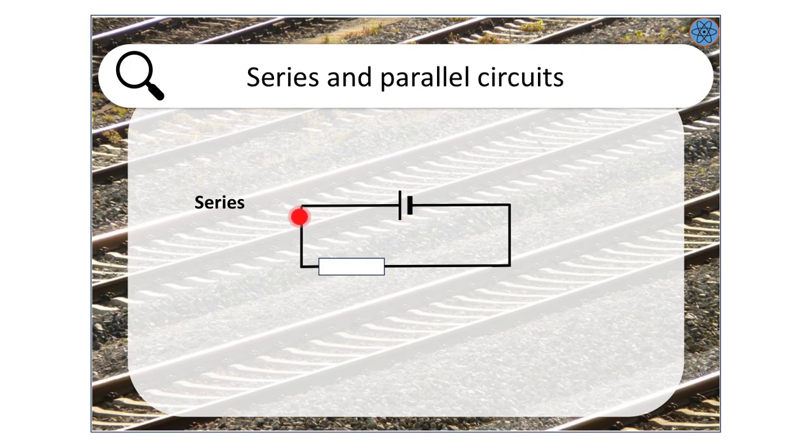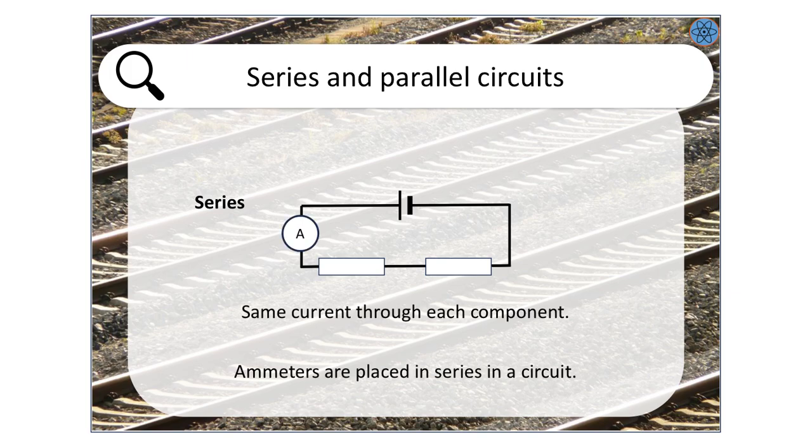A current can then flow round through a resistor and go all the way back. There's just one loop. This is another example of a series circuit. We've got an additional resistor, but there's still very much one loop, one path for the current to flow round.